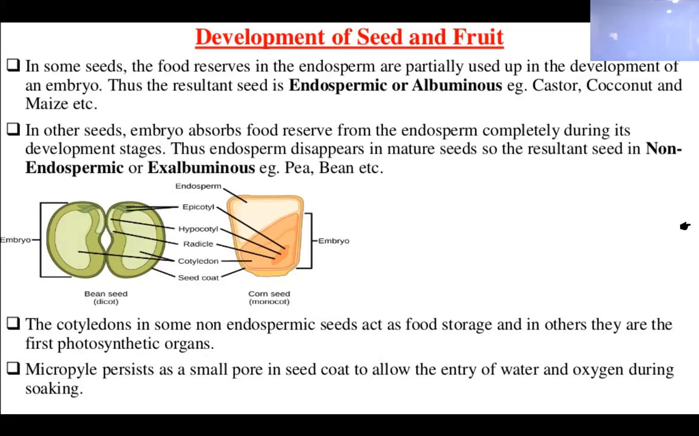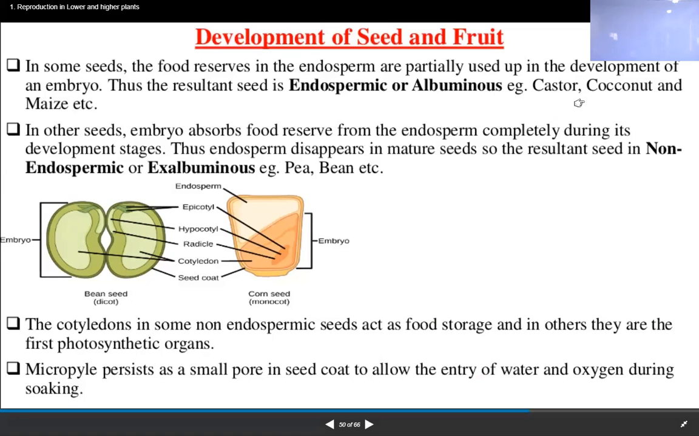Here, in some seeds, the food reserves in the endosperm, I told you just now, the nutritive value is the endosperm. So the food reserves in the endosperm are partially used in the development of the embryo. Of course, it provides nutrition for embryo development. Thus, the resultant seed is endospermic, and that's the reason we call it endospermic, or it is also called albuminous. For example, castor, coconut, maize.